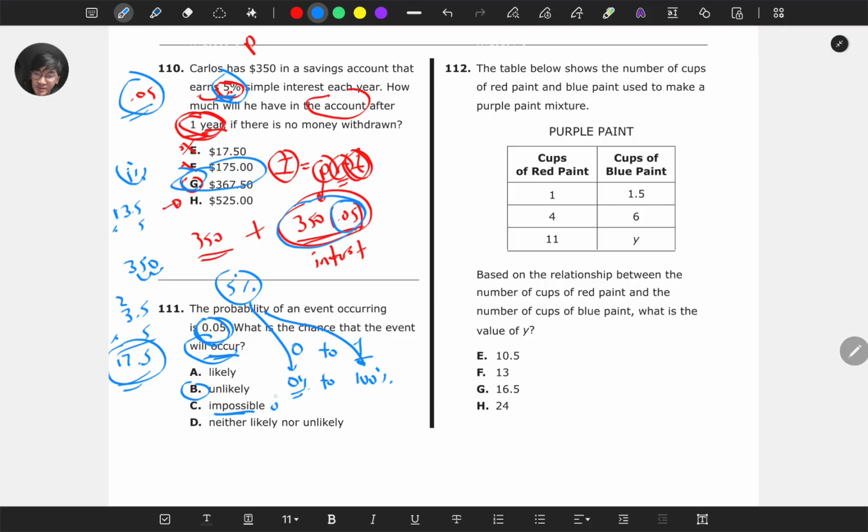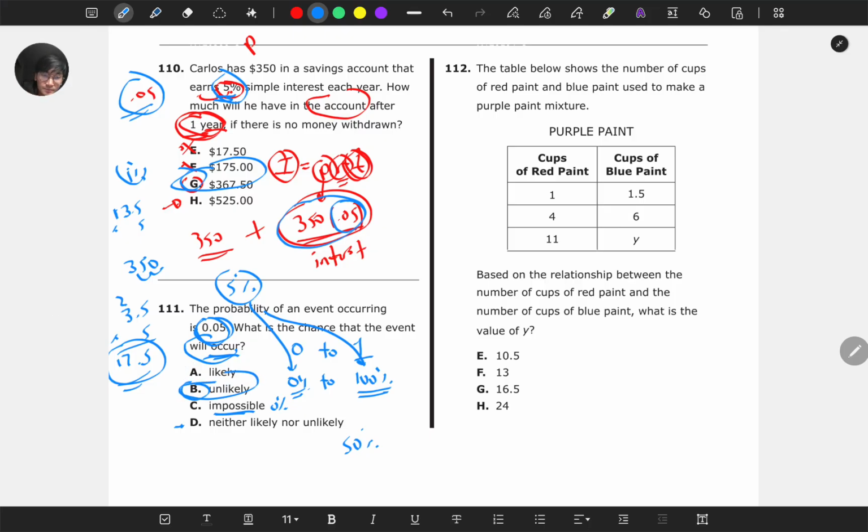Impossible means 0%. And guaranteed is 100%. Likely is more than halfway. Halfway is 50%, so more than likely, it'd be over 50. Equally likely is 50%. So neither likely nor unlikely is, I think that's what they mean by 50%. All right, so the answer choice is going to be unlikely, B.